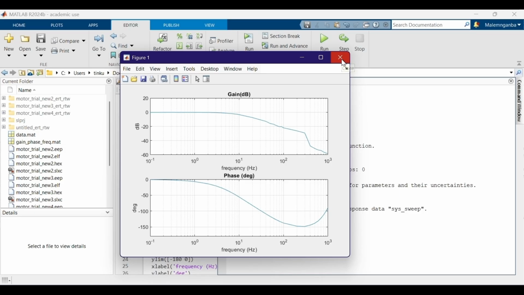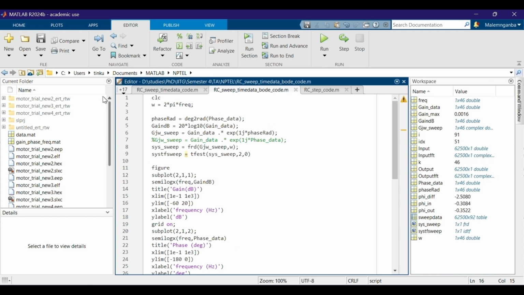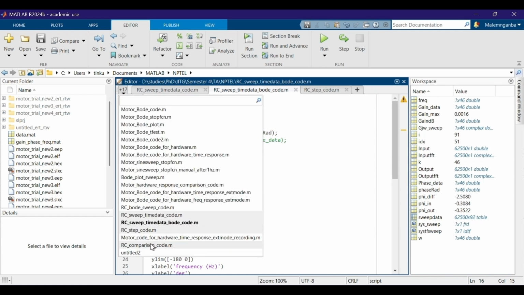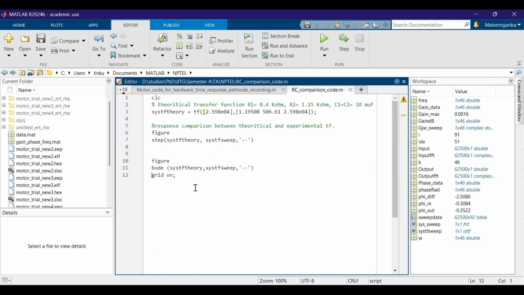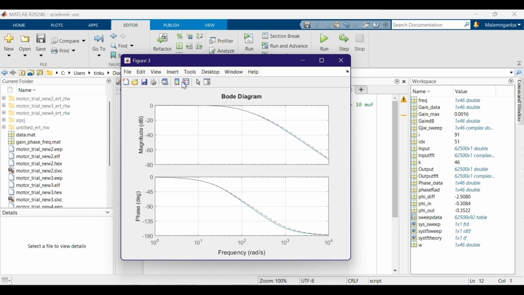Now, since we have the estimated transfer function, we must verify whether it is correct or not. So the black box that we have used consists of an RC circuit with the R1, R2, C1 and C2 values as given here. So the theoretical transfer function calculated based on the values of the resistors and capacitors is shown here. We will do a comparison run between the estimated transfer function and the theoretically calculated transfer function.